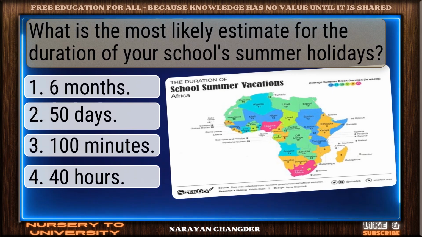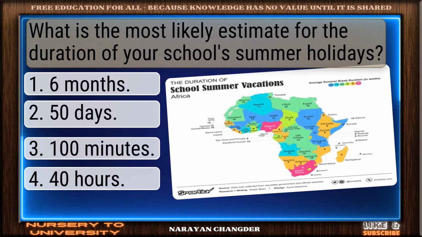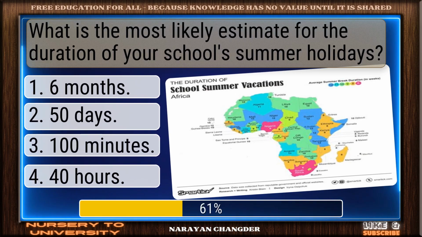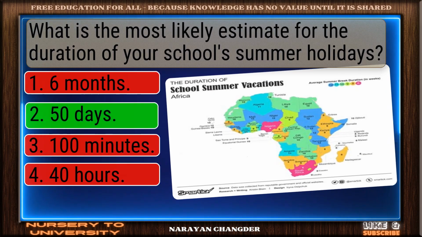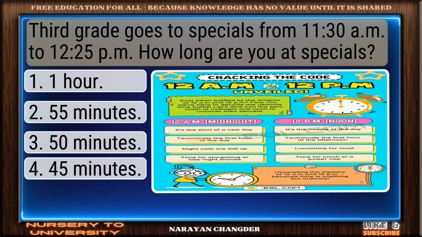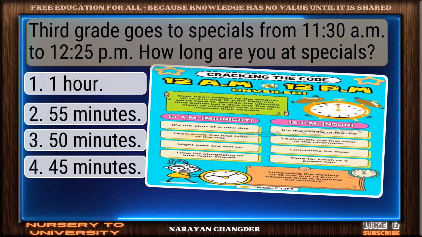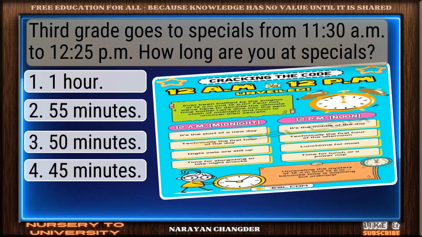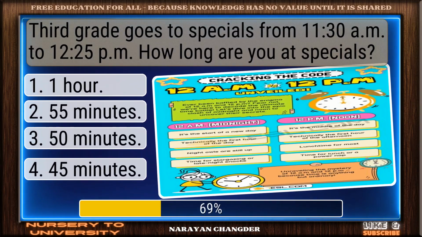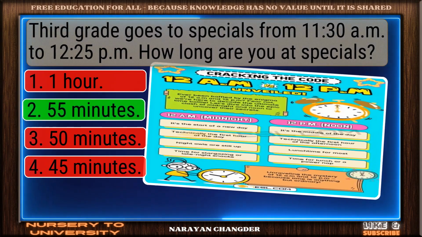What is the most likely estimate for the duration of your school's summer holidays? Nice selection. 50 days is the correct and valid answer. Third grade goes to specials from 11:30 a.m. to 12:25 p.m. How long are you at specials? You're right. 55 minutes is the correct answer.